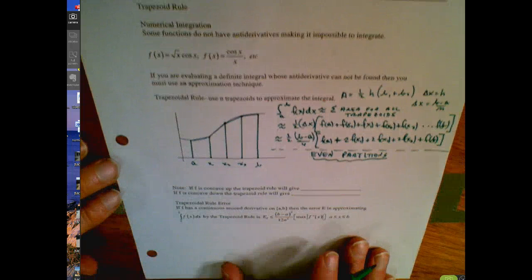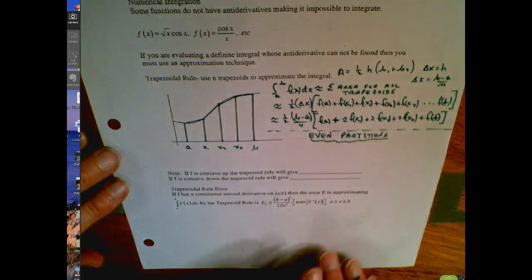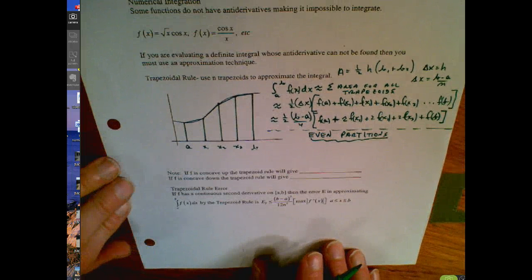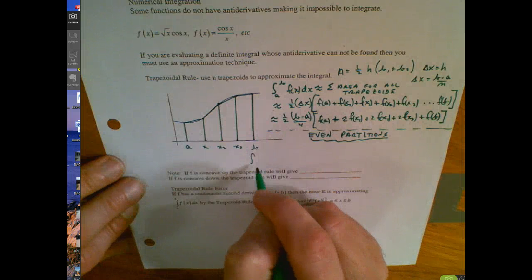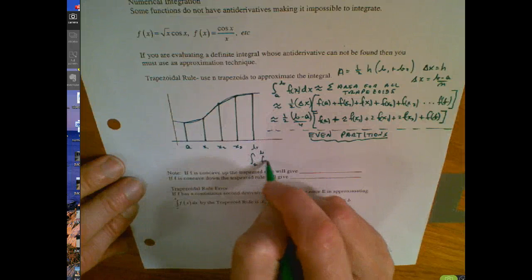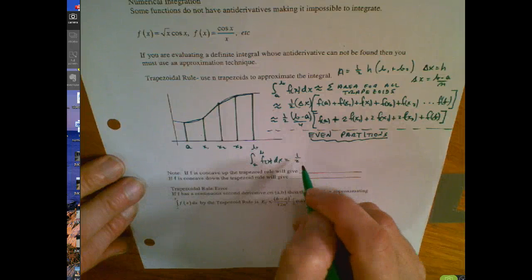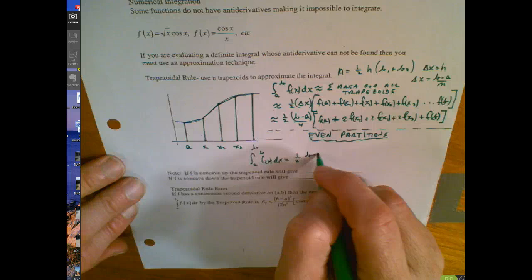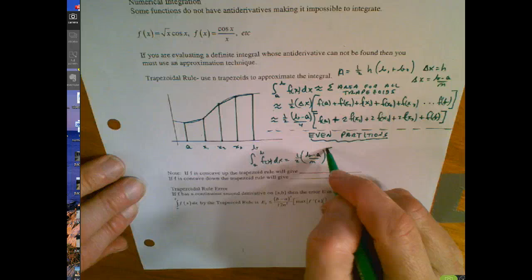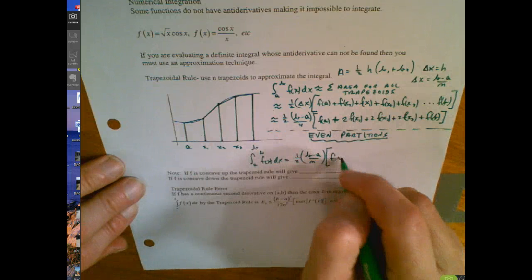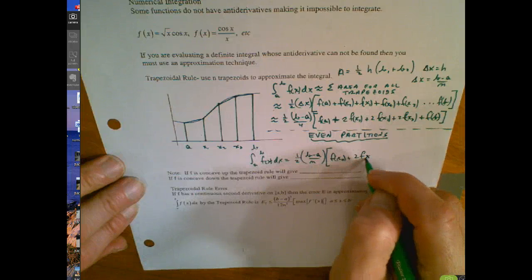Okay, so let's go ahead and just look at our theorem now and see how it fits together. The easiest way to remember it is that the estimate for the integral from a to b of f of x dx is going to be equal to 1/2, times (b minus a) over n, and then we want to write it with f of x sub 0, which is our first term, plus 2 times all the intermediate terms.